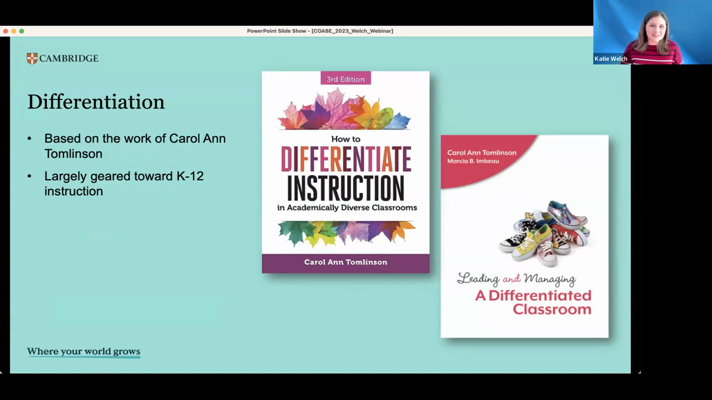Tomlinson is a professor at the University of Virginia, and her work is really largely geared towards K-12 instruction. And so here's a couple of the books that she's written. She's written many. And so what we do is we take some of these great concepts about differentiation from Tomlinson, but the question is, how do you apply them into an adult ed context? How do you apply them into adult learners who are learning English? And so that's my challenge for today. That's my goal for today, is to think about how we take Tomlinson's work and apply it into the context where you're teaching.